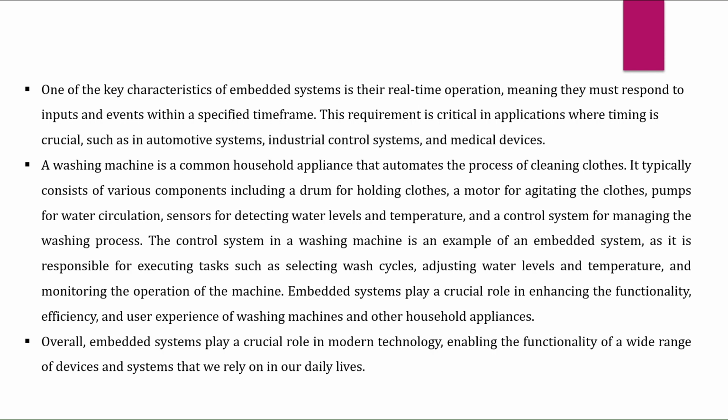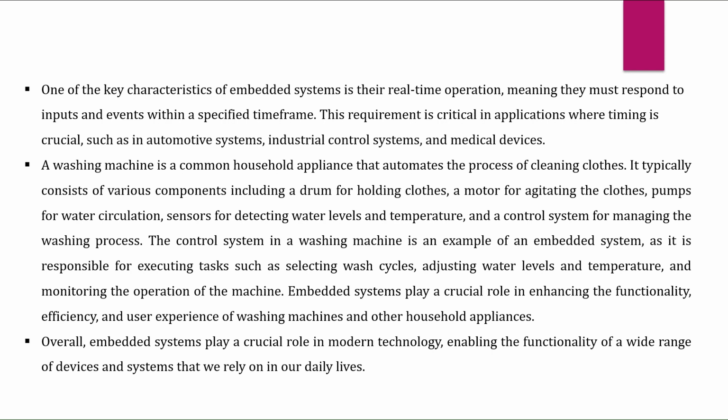It typically consists of various components, including a drum for holding clothes, a motor for agitating the clothes, pumps for water circulation, sensors like water level sensor and temperature sensors, and a control system for managing the washing processes. The control system in a washing machine is an example of an embedded system, as it is responsible for executing tasks such as selecting wash cycles, adjusting water levels and temperatures, and monitoring the operations of the machine.